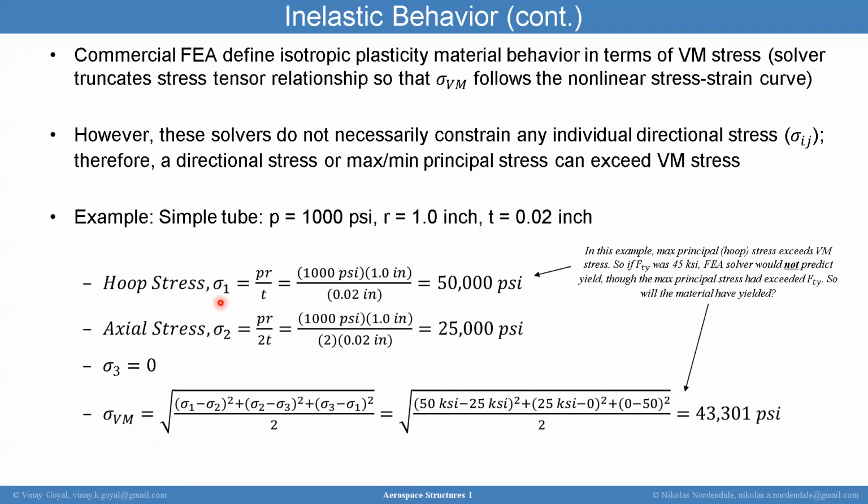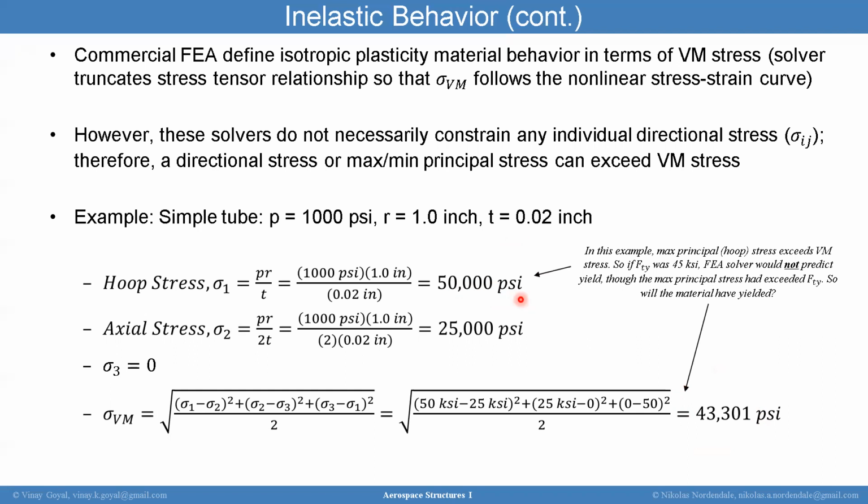And here, I want to cover a quick example. You have a cylinder under pressure with a radius of 1 inch and a wall thickness of 0.02 inch. And you can see here that your hoop stress is 50,000, your axial stress is 25,000, and your von Mises is 43,300. And so in this example, you can see that the hoop stress is greater than 43,300. And so if the FTY, or the yield tensile strength, is 45, the FEA solver clearly will not predict yielding, although the maximum principal stress did. So the question is, will the material have yielded, Nico? That's the question now. Exactly.